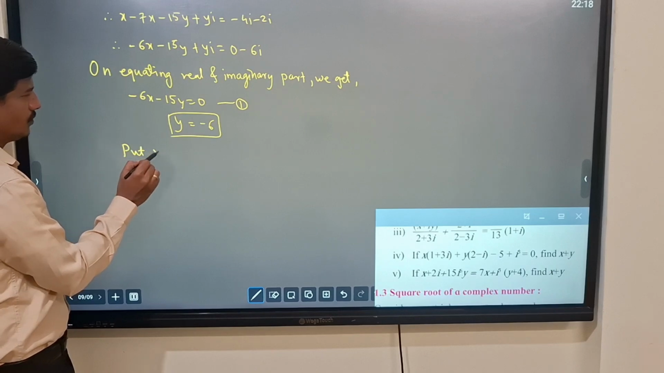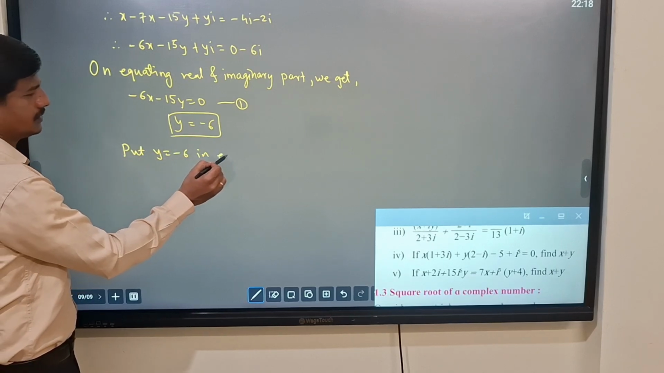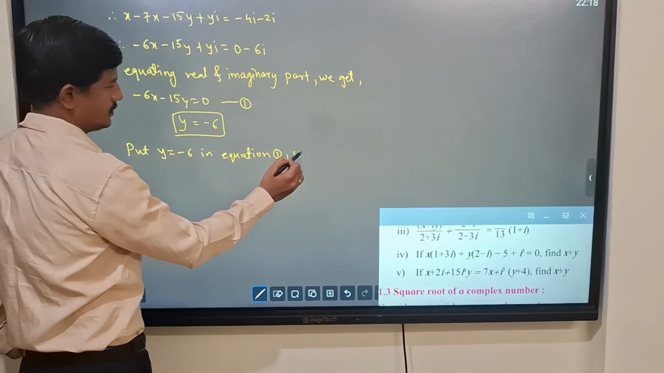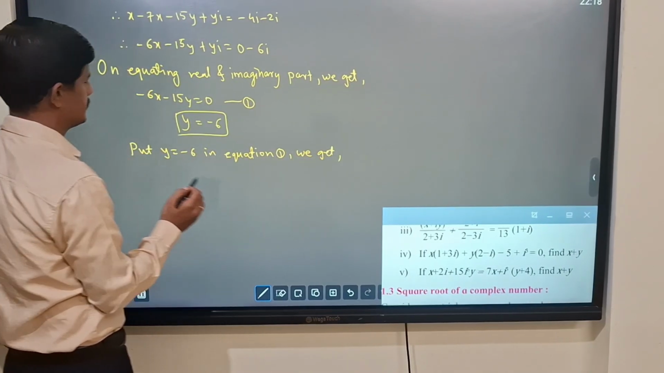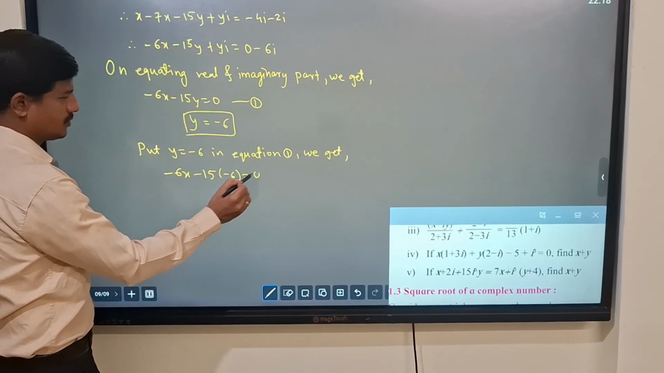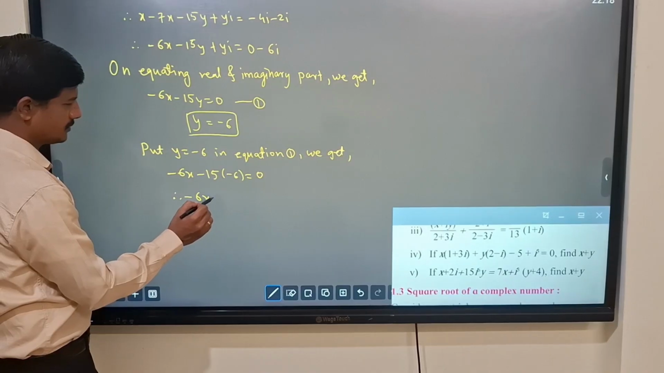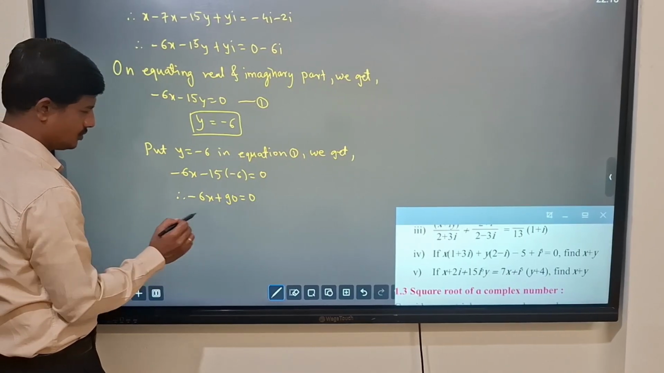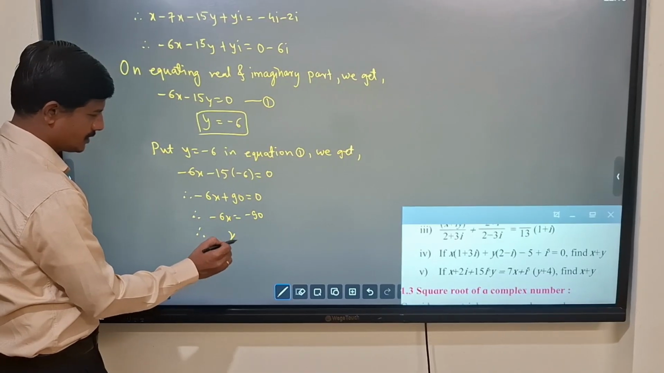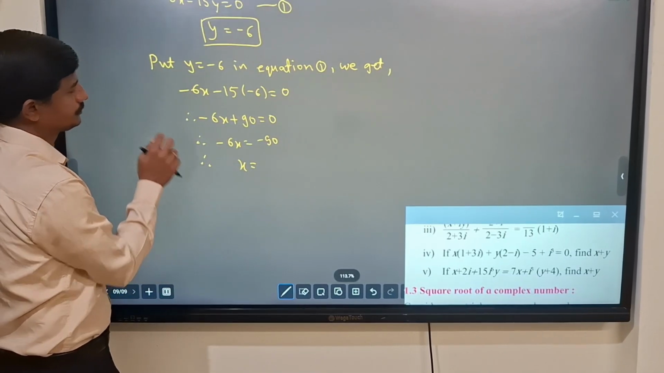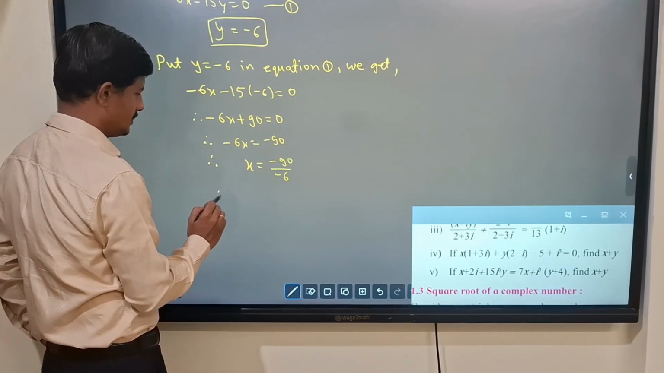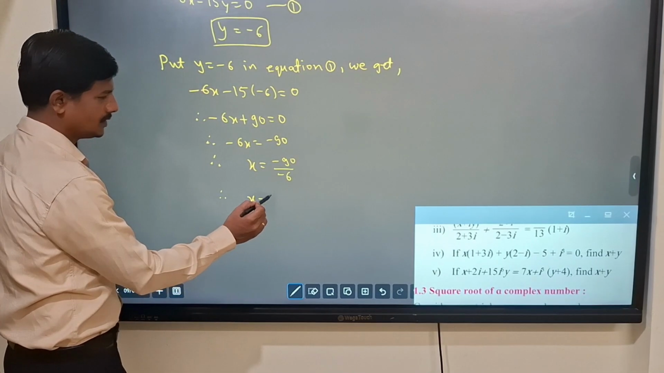Put y equal to minus 6 in equation 1, we get minus 6x minus 15 into minus 6 equal to 0, minus 6x plus 90 equal to 0. Therefore minus 6x equal to minus 90. Therefore x equal to minus 90 upon minus 6. Therefore x equal to 15.